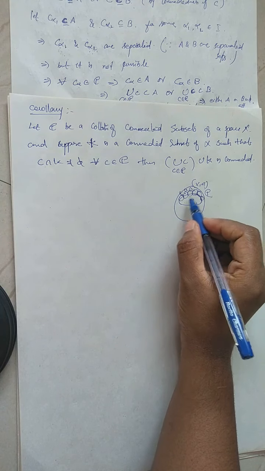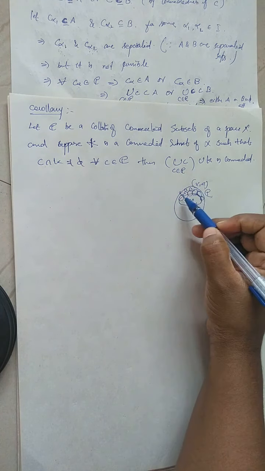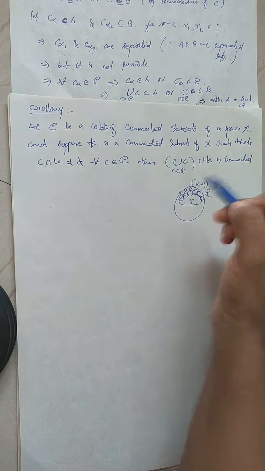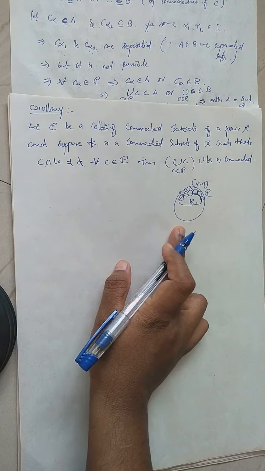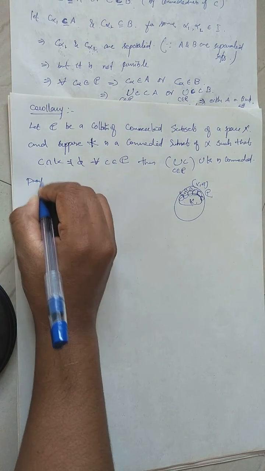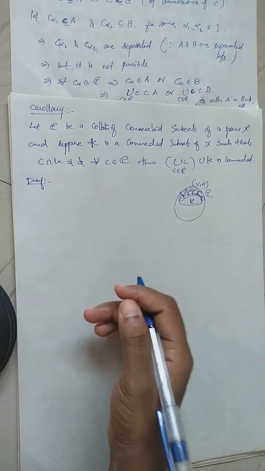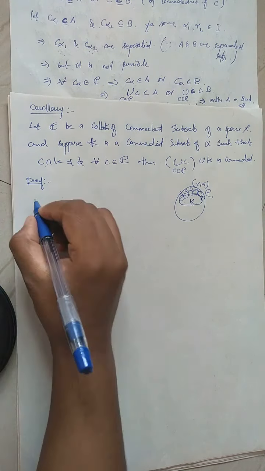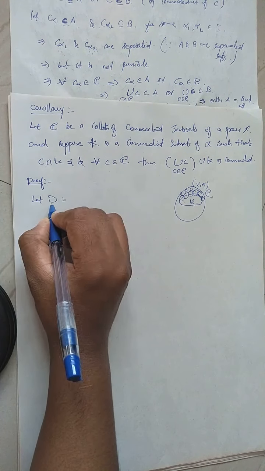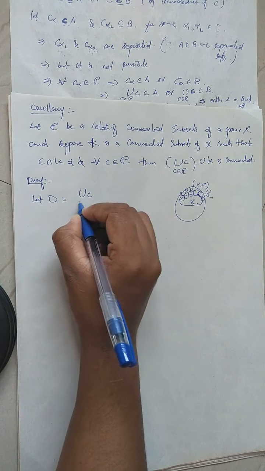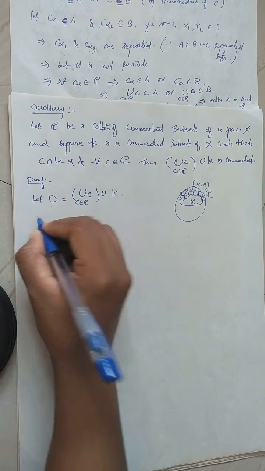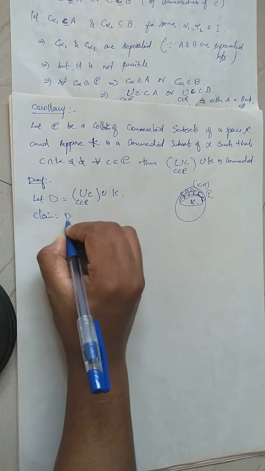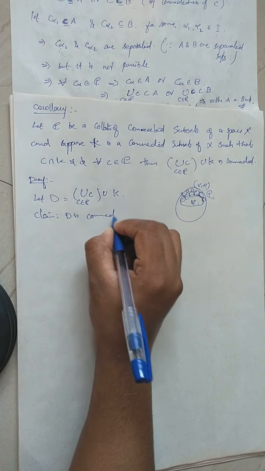Therefore, I can say that the union of all these C's, union K, is still connected. Yes, it will clearly be connected by the picture, right? So, how will you prove this corollary? We have to use the theorem. So for that, I take a new set D equal to the union of C in script C, union K. What is our claim? D is connected. This is what we need to prove.